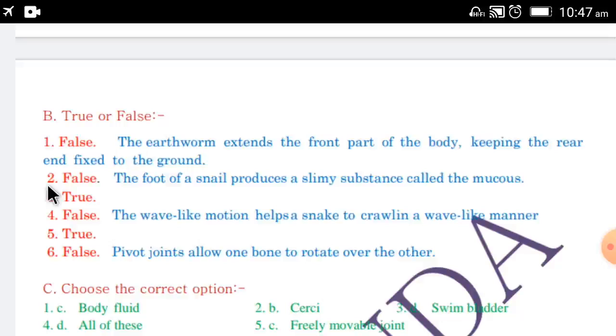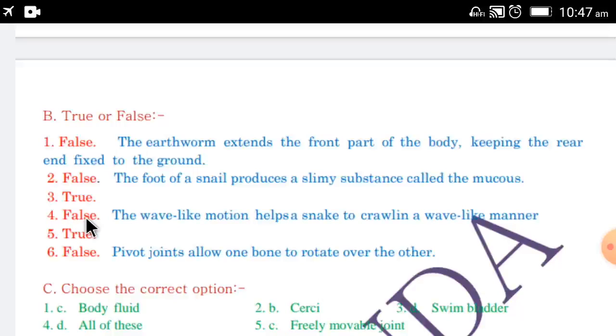Let's see the next. Second, the foot of a snail produces a slimy substance called the cell. That is wrong. The correct statement is: the foot of a snail produces a slimy substance called mucus. Let's see the next. Third, a streamlined body is narrow at the head and tail and broader in the middle. Yes, this is the correct statement. So this statement is true.